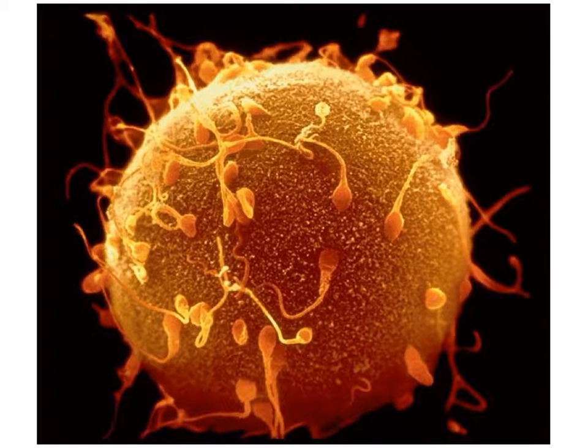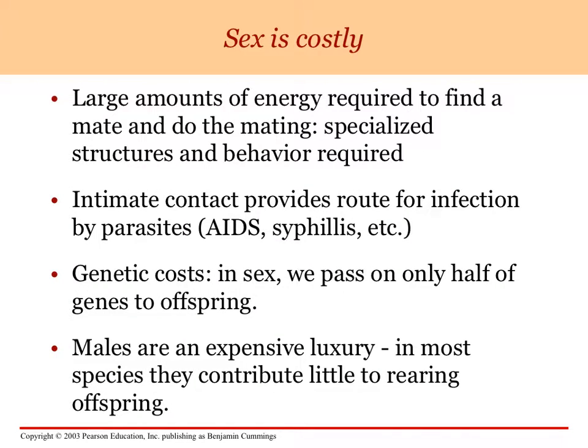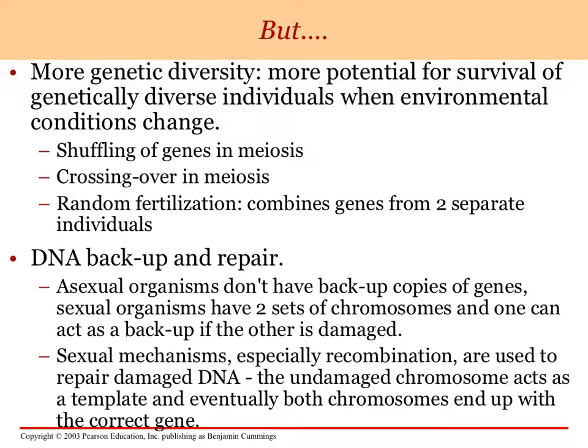This is an egg with many sperm trying to fertilize. Let's just remember, sex is usually very costly, or it can be. Large amounts of energy required to find a mate. Intimate contact, so perhaps STDs, genetic costs. With asexual reproduction, we pass on all our genes to our identical clones. With sex, we only pass on half. And then males actually are a luxury. They're just a sperm delivery device. And oftentimes they contribute very little to rearing offspring. But that's not exactly true in humans.